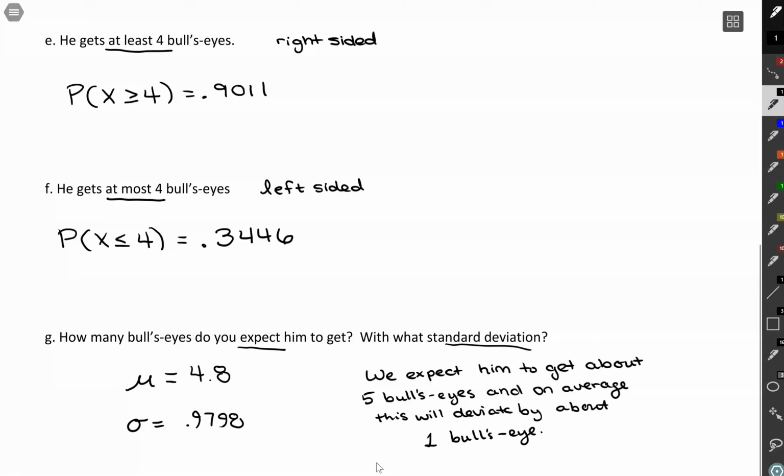All right, so that's how we can find our probabilities and expected value and standard deviation.